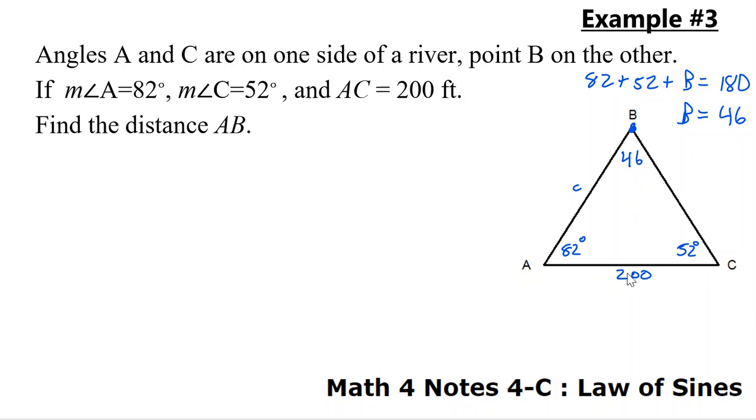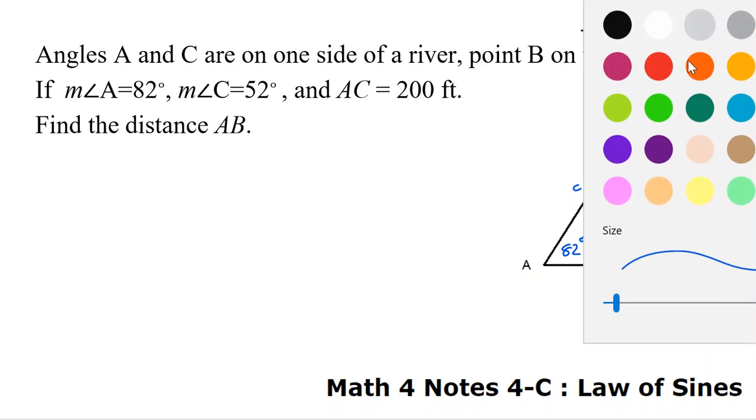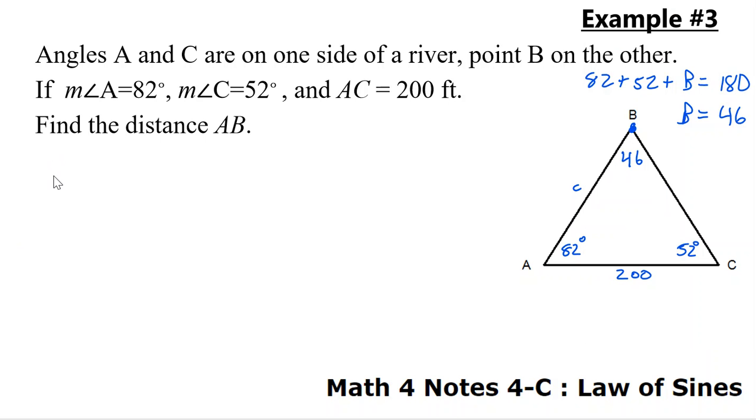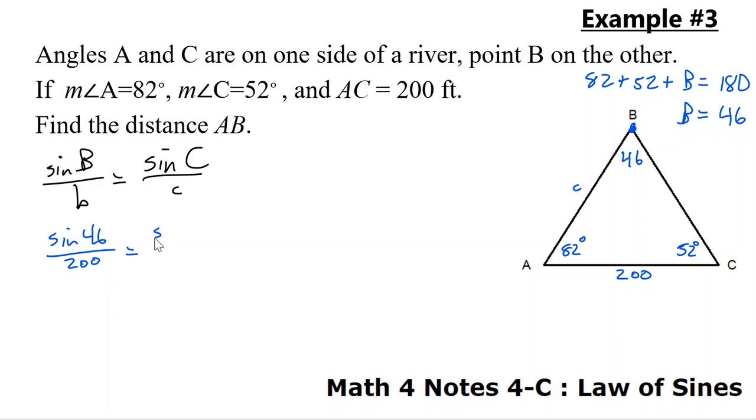Now, I'm going to use the 46 and the 200 as my place that I'm starting from, that I know these numbers are accurate. All right, so I'm going to say sine B over little b, and then it is little c that I'm after, so I need to go sine of big C. So here we go. Sine of B would be sine of 46. Little b is 200. Sine of C would be 52. And little c is what we're looking for.